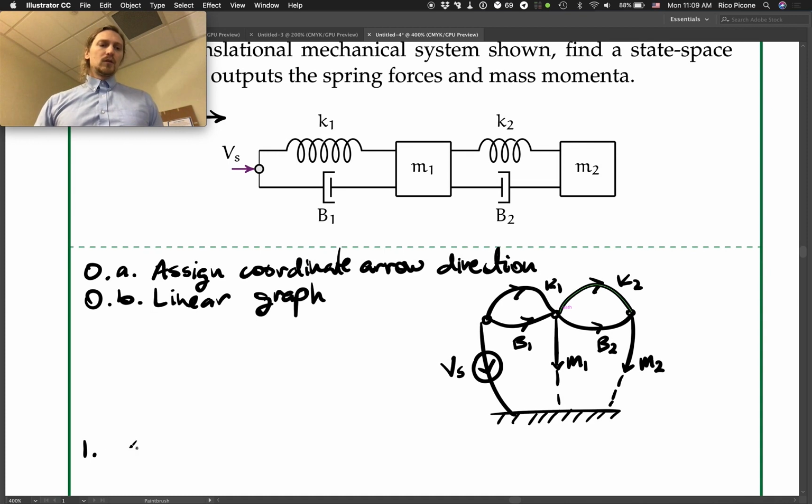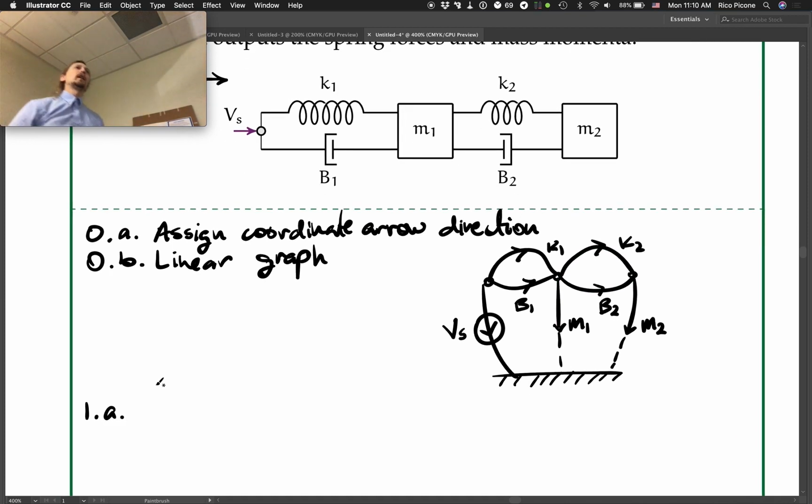Okay. 1A, we're just going through our algorithm, our state space algorithm.